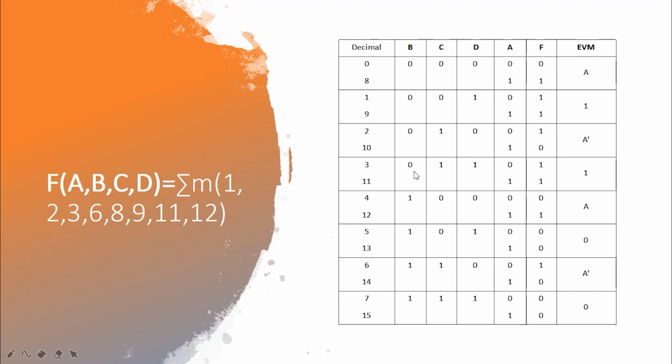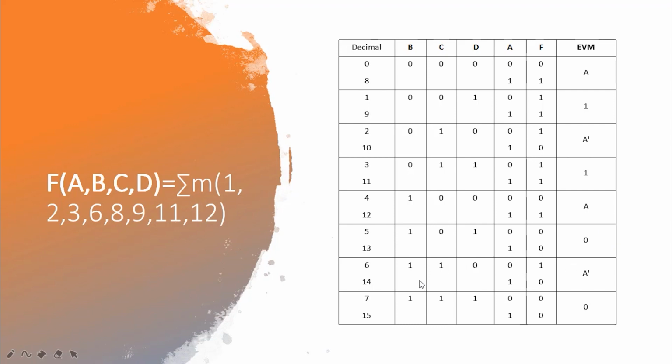When B, C, D are equal to 0, 1, 1, both functions are equal to 1 regardless of A. Therefore, EVM is 1. When B, C, D are equal to 1, 0, 0, both functions are equal to A. Therefore, EVM is A. When B, C, D are 1, 0, 1, both functions are equal to 0 regardless of A. Therefore, EVM is 0.